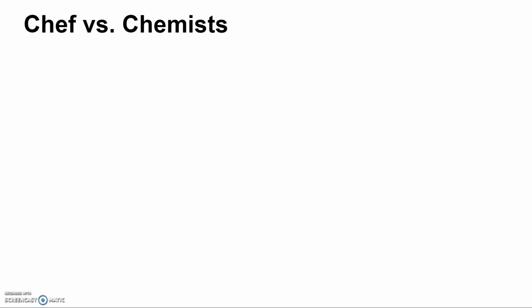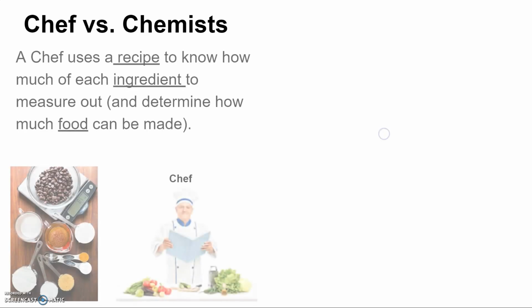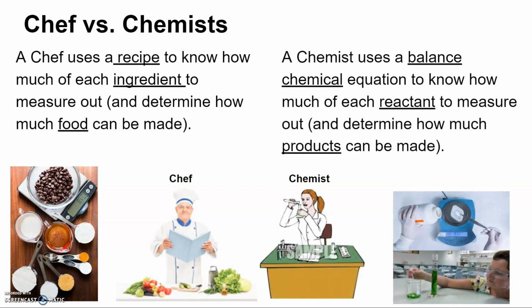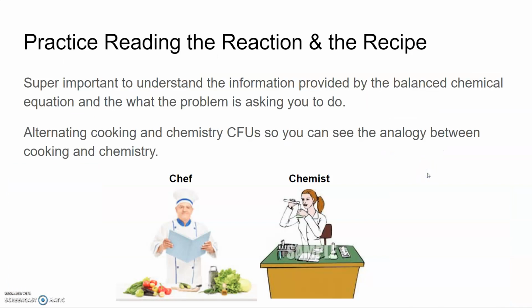So in terms of the conceptual understanding, it's helpful for us to use the analogy between chemistry and cooking. Whereas a chef uses a recipe, a chemist uses a balanced chemical equation. Whereas a chef would use ingredients, chemists use reactants. And whereas a chef makes food or dishes, a chemist makes products.